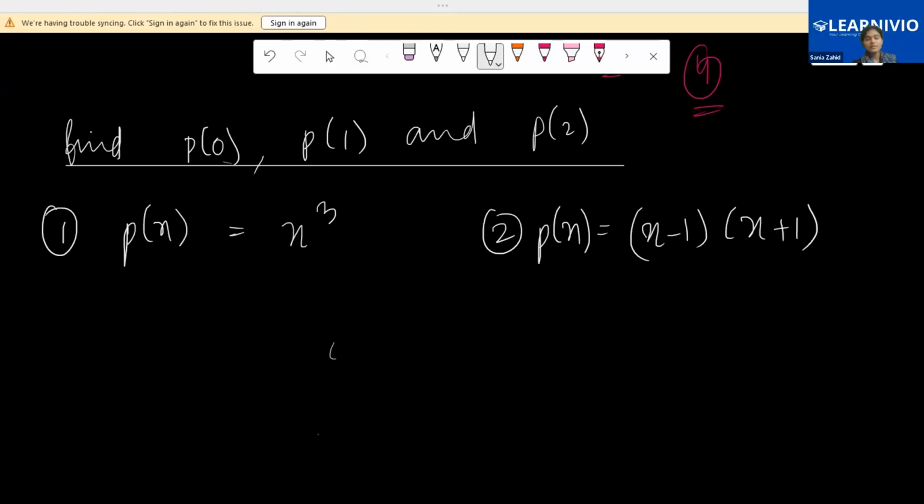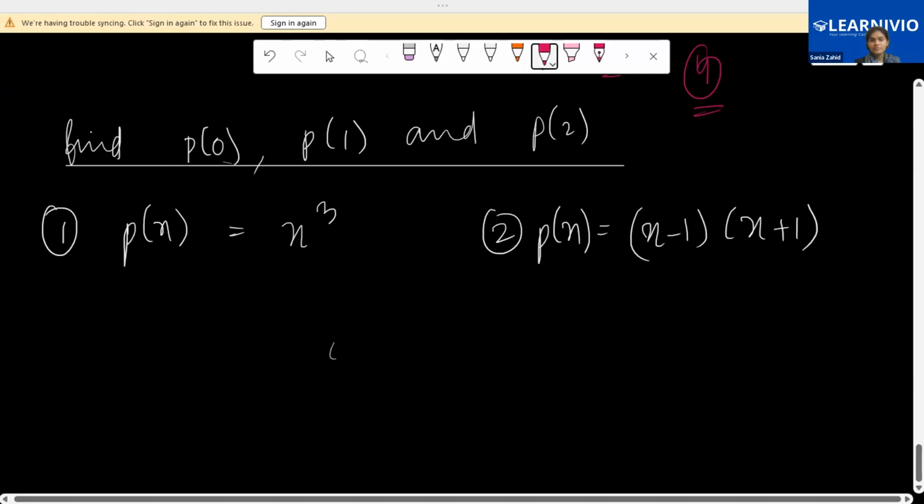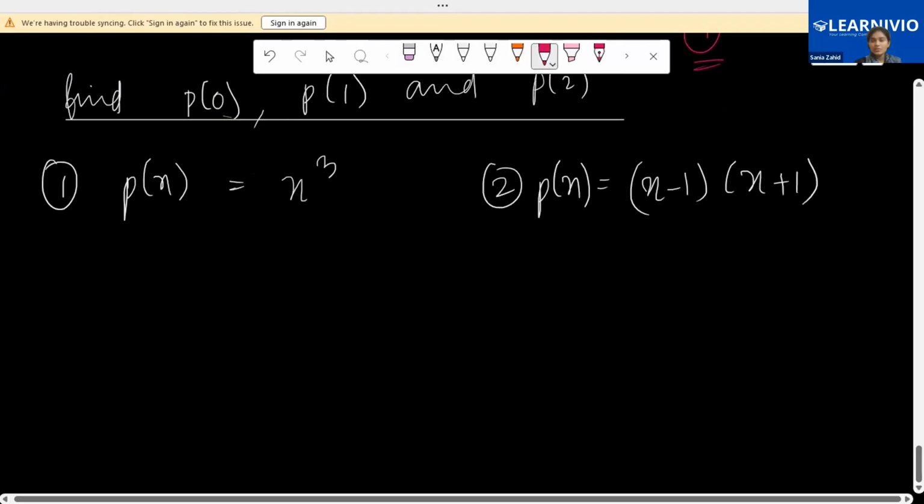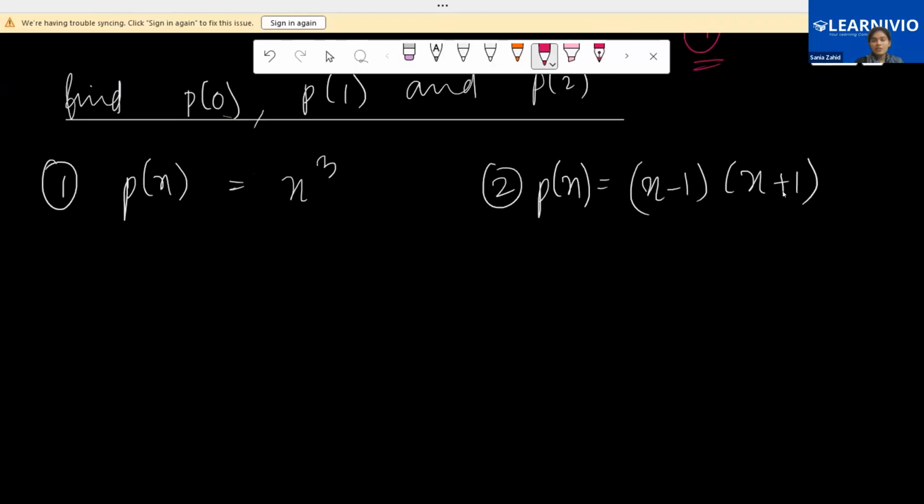Yes. Children, let's discuss. Do we have to use the identity in the second question? If you want, you can use the identity. You can do it without the identity also. That's also fine. Shall we discuss now? Yes, ma'am. Okay, look here. I'll tell you the solutions.